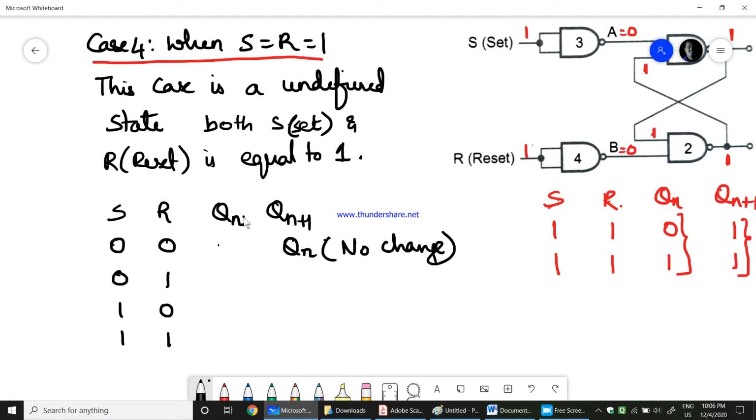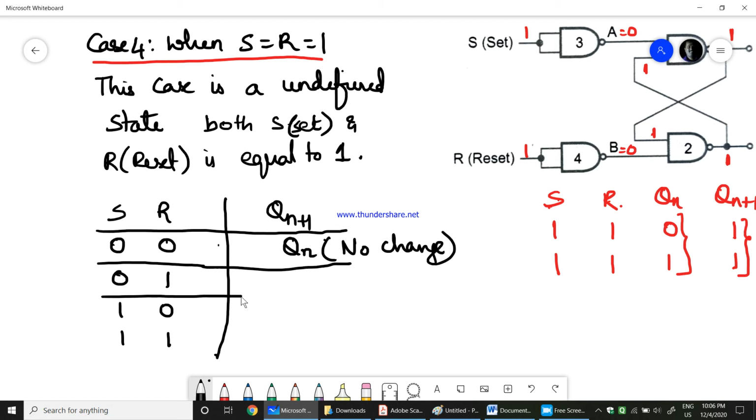Okay, whatever the Qn is there, so let me not write Qn here. So Qn, whatever we had here, you get the same Qn. It means that you assume Qn to be equal to any value, you get the same Qn as our next state also. Coming to 0, 1, when S equals 0, R equals 1, you get 0. This is a reset state. Irrespective of the value of Qn, you will end up getting the output as 0 only. Means you will end up getting the next state of Q to be equal to 0.